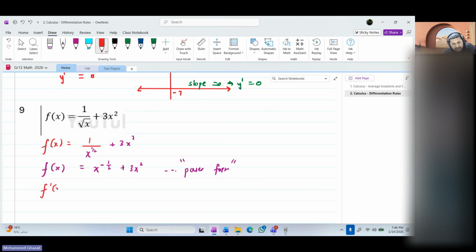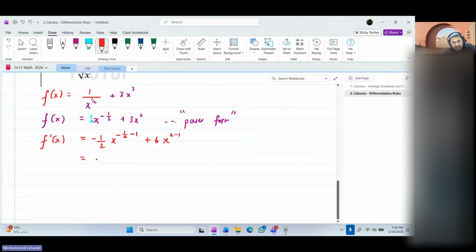Now we can find the derivative. The derivative means the slope function. So the derivative is -1. Now, what's the constant here? There is a constant which is 1, which we can't see. So now negative 1 times -1/2 is -1/2. x to the power -1/2, minus 1. You're always minus 1, no matter what, right? Plus 3 times 2 is 6. x to the power 2 minus 1. And then you can simplify. So we're getting -1/2, x to the power -3/2 plus 6x.